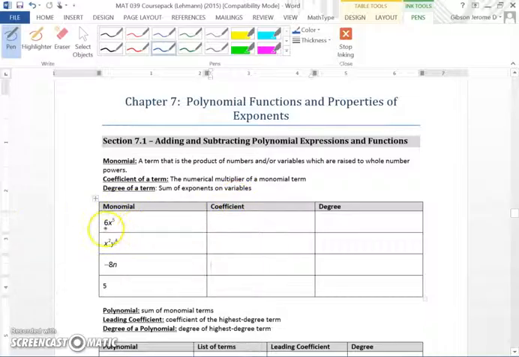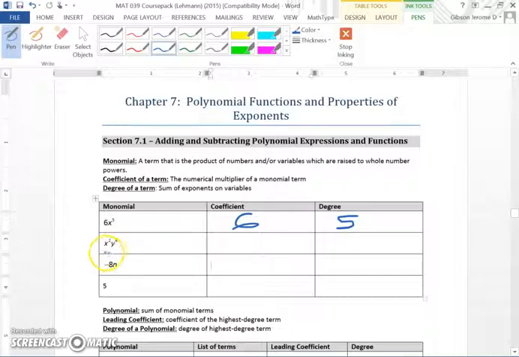We have our monomial. We have 6x to the fifth power. This is one term. Now, the coefficient is always the number that's multiplied to the variable. So the coefficient here would be 6. Now we look here for the degree of this monomial. We look at the exponent of the variable. The exponent of the variable is 5, so the degree of this monomial is 5.